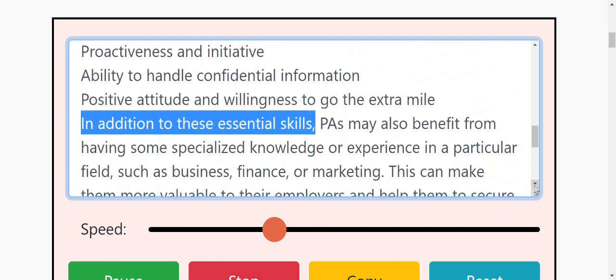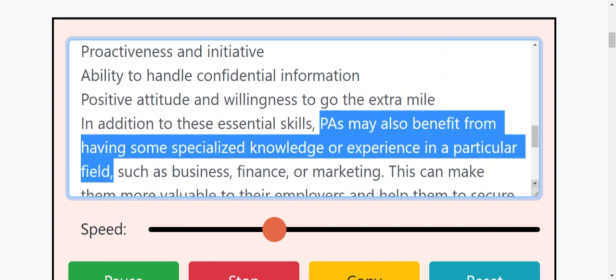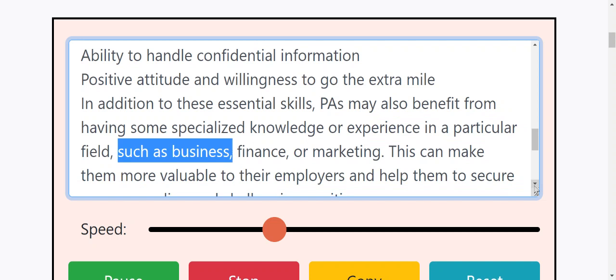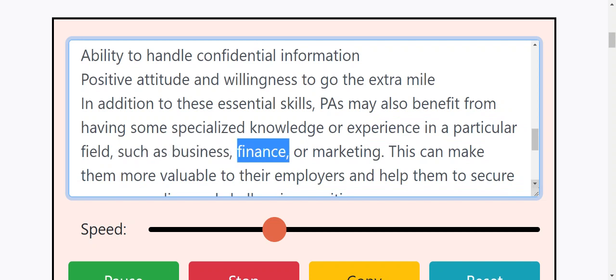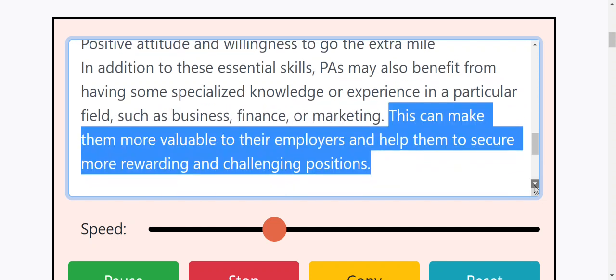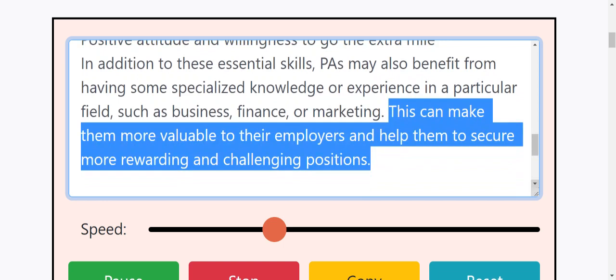In addition to these essential skills, PAs may also benefit from having some specialized knowledge or experience in a particular field, such as business, finance, or marketing. This can make them more valuable to their employers and help them to secure more rewarding and challenging positions.